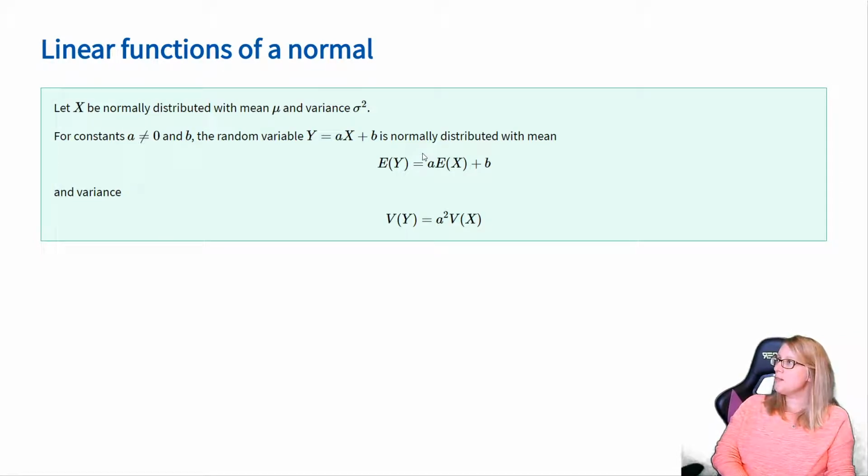So let's let x be a normally distributed function with mean mu, variance sigma squared. We can say that for constants a not equal to 0 and some other constant b, the variable y equals ax plus b, so a linear function of a normally distributed variable, is itself normally distributed. In order to find the mean, the expected value of y is just a times the expected value of x plus b. The variance of y is a squared times the variance of x. So if we make any sort of linear transformation on a normal random variable, we will get a normal random variable back.